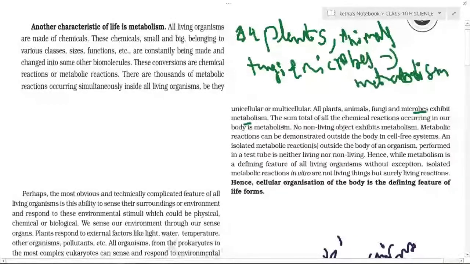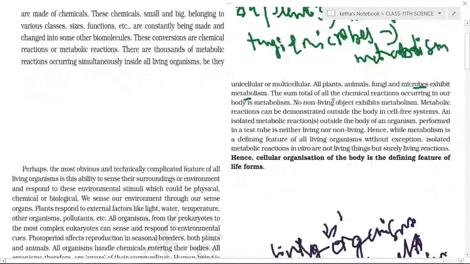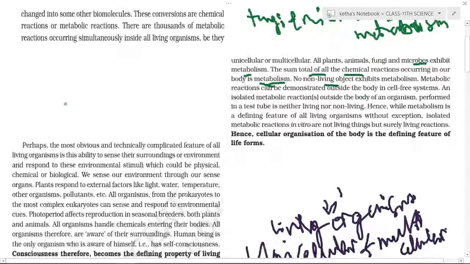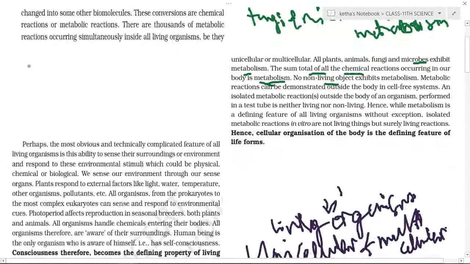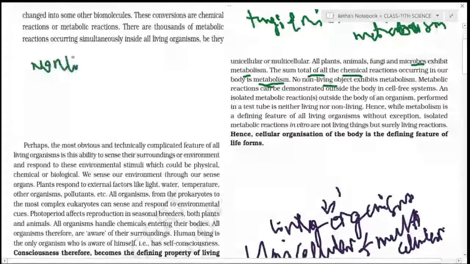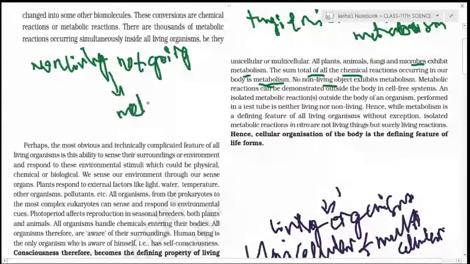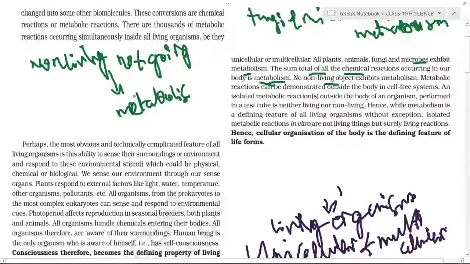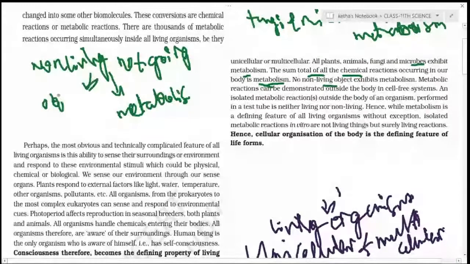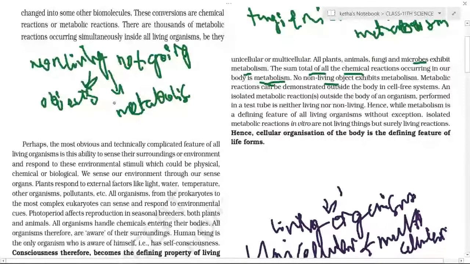The sum total of all chemical reactions occurring in our body is metabolism. Non-living objects do not exhibit metabolism. Why? Because non-livings are objects. They are not living beings.